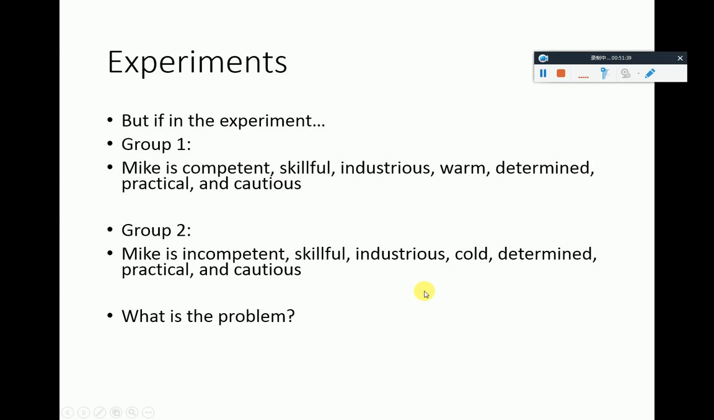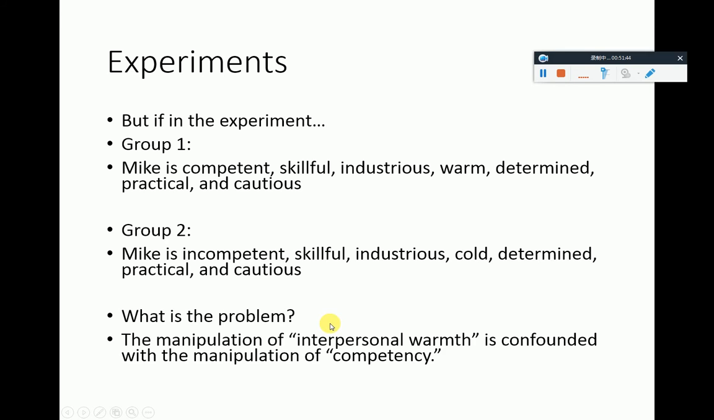The problem, of course, you might have already guessed, is that the manipulation is not clean. Because with one manipulation, there are only two conditions here, which suggests there must be only one change. We change from this condition to this condition, therefore only one manipulation here. And with this one procedure, we changed two aspects: warm versus cold, competent versus incompetent. That's what we said.